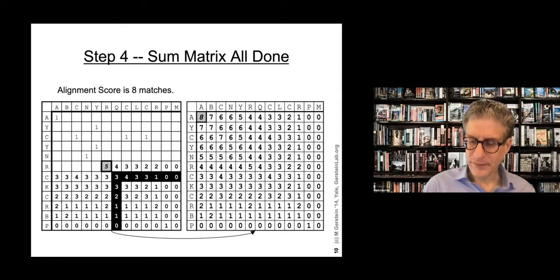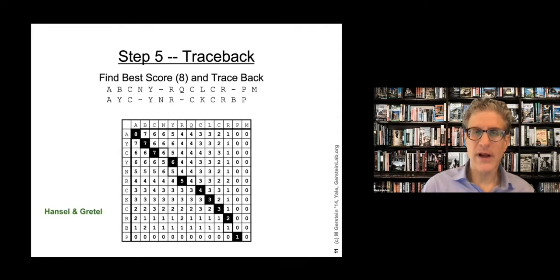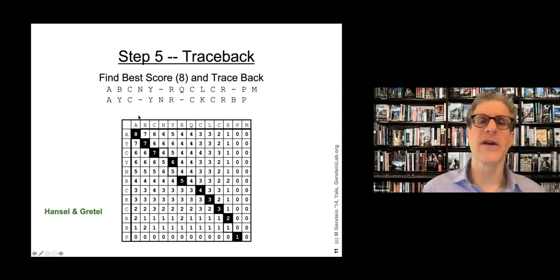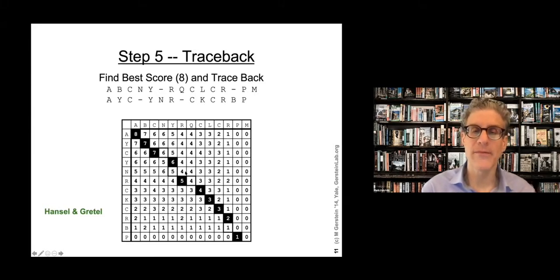So the next thing you might want to do here is trace back. You'd have to trace back on your path. And so you'd say, okay, I know my best score is 8. Where did I have to come from to get that 8? Well, you would have come from the 7.